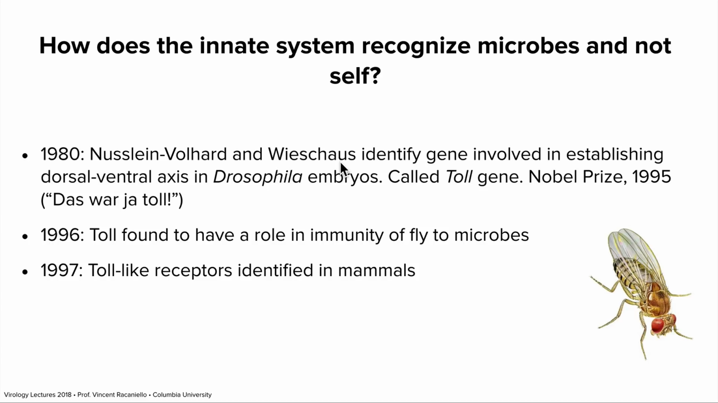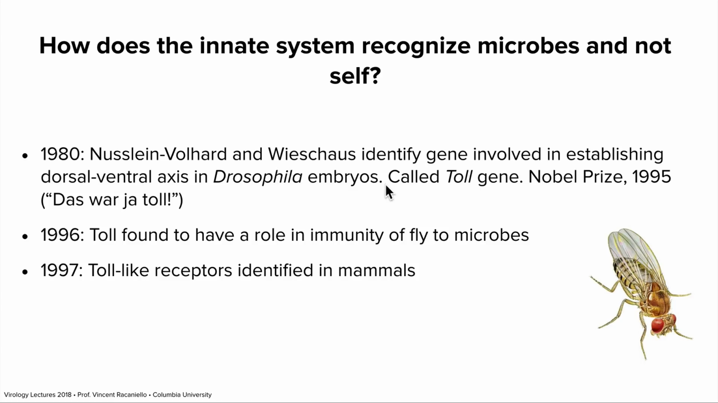And they were making fly mutants and looking for phenotypes and seeing what genes were involved. And one day they found an interesting phenotype that made very unusual flies. And the story goes that Nusslein-Volhard was looking at the fly under the microscope, and she called Wieschaus over and she said, "Das war ja toll," which is like amazing in German.